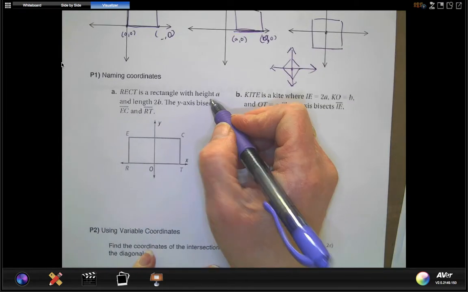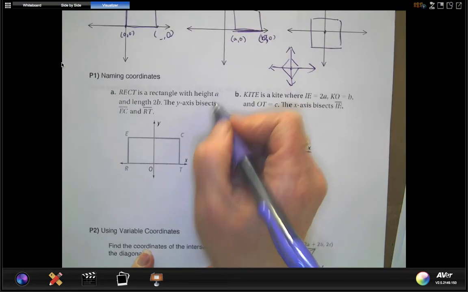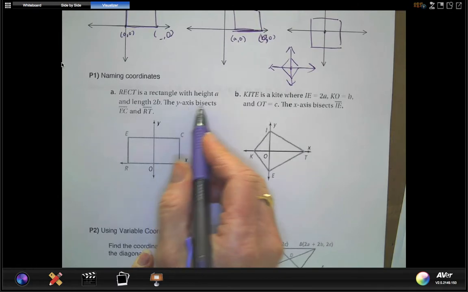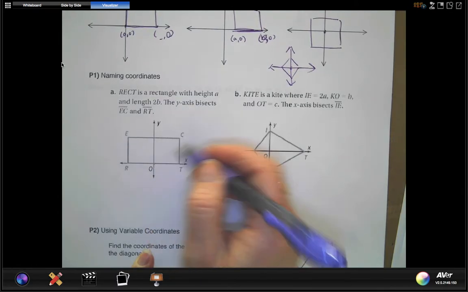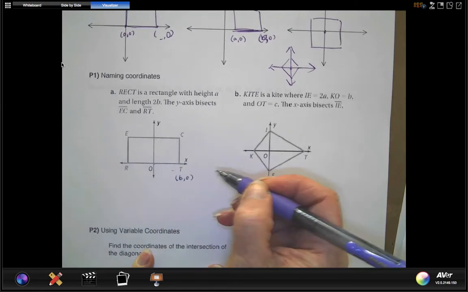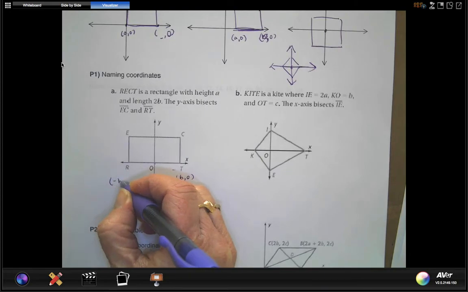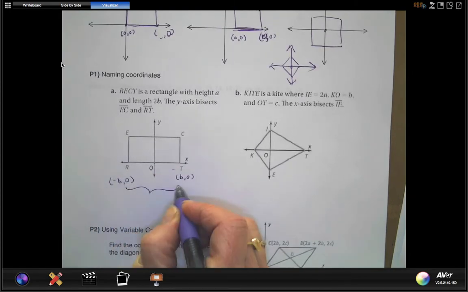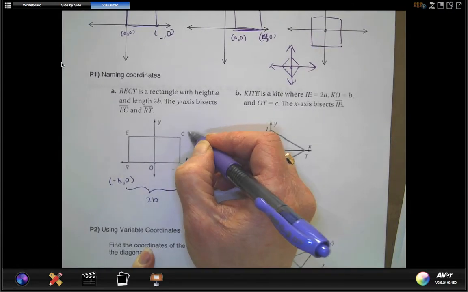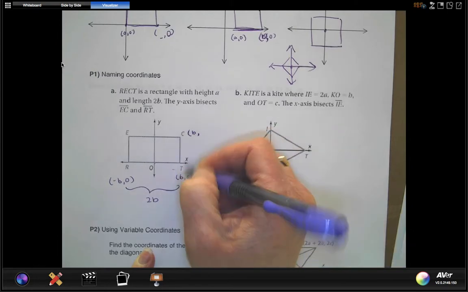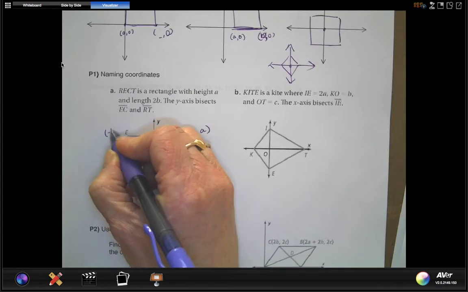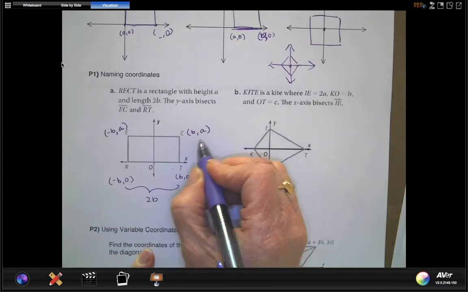So rect is a rectangle with height A. So I know that this distance right here is A, and length 2B. The y-axis bisects it, so it splits it in half. So this is (0, 0). So then if this length is 2B, this must be (B, 0). And this over here must be (-B, 0), because I need to get that distance there to be 2B. Well, if this is B, then C also has an x of B, but now that height was A, so (B, A) would go there. And if this was negative B over there, then this is (-B, A), and this also has that height of A, okay?